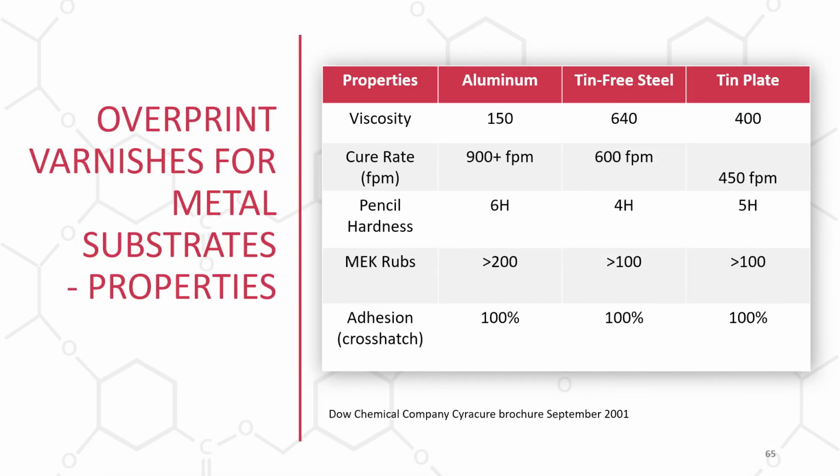And here are the properties of that overprint varnish for the metal substrates: aluminum, tin-free steel, and tin plate. We could see that we had a range in hardness and a range in MEK rubs, with adhesion being essentially perfect across the substrates. It should be noted, for those who've worked with metal substrates, that materials like tin-free steel and tin plate can be a challenge for getting good adhesion.